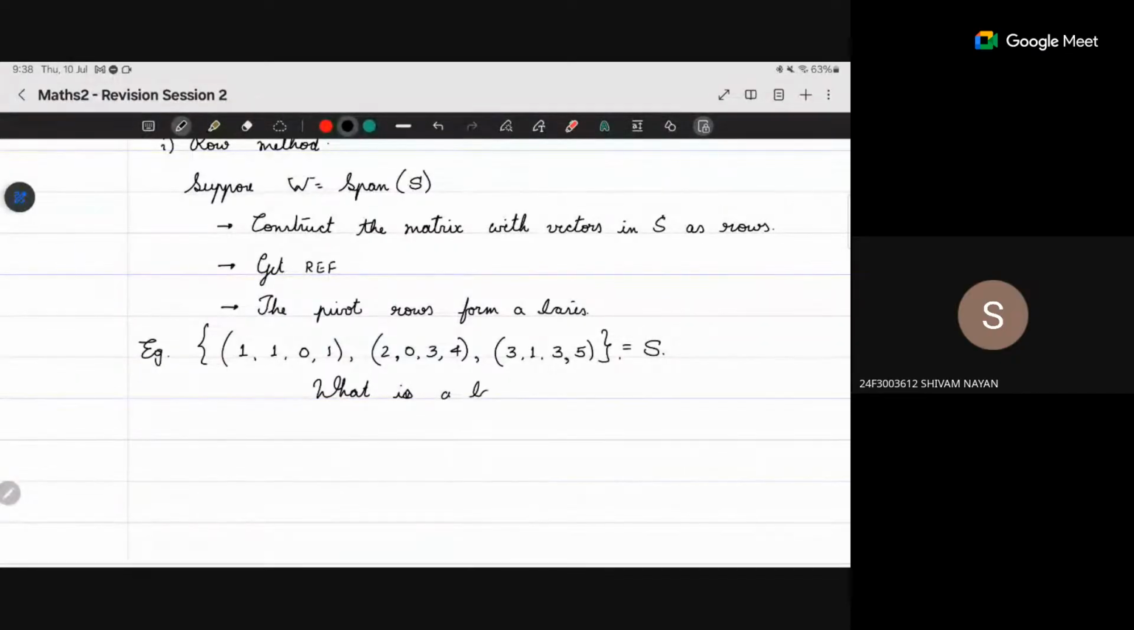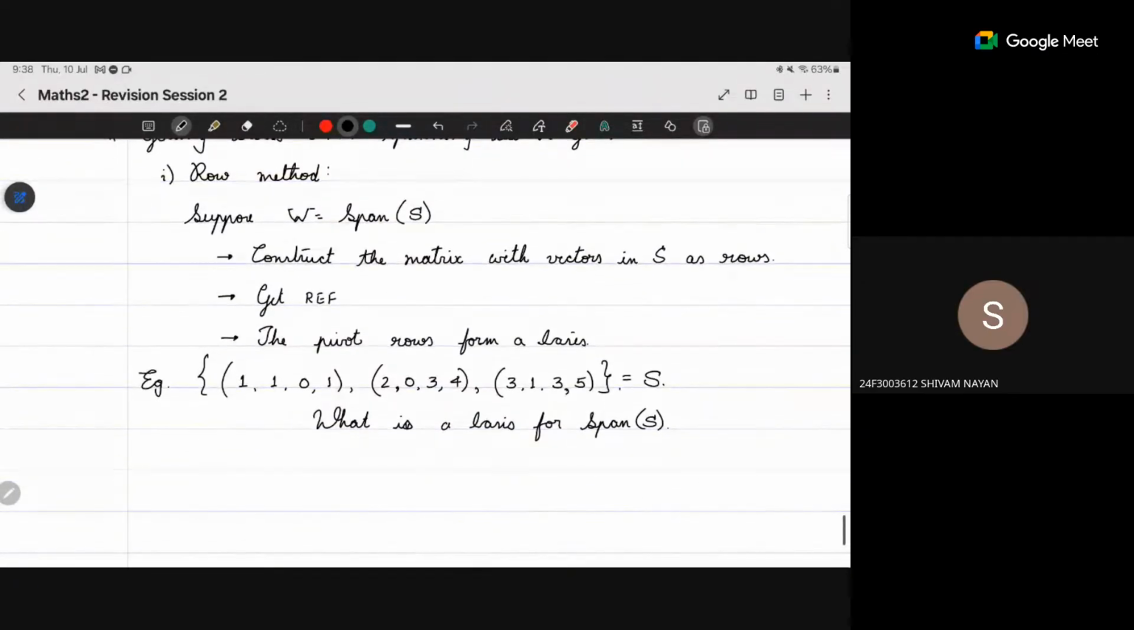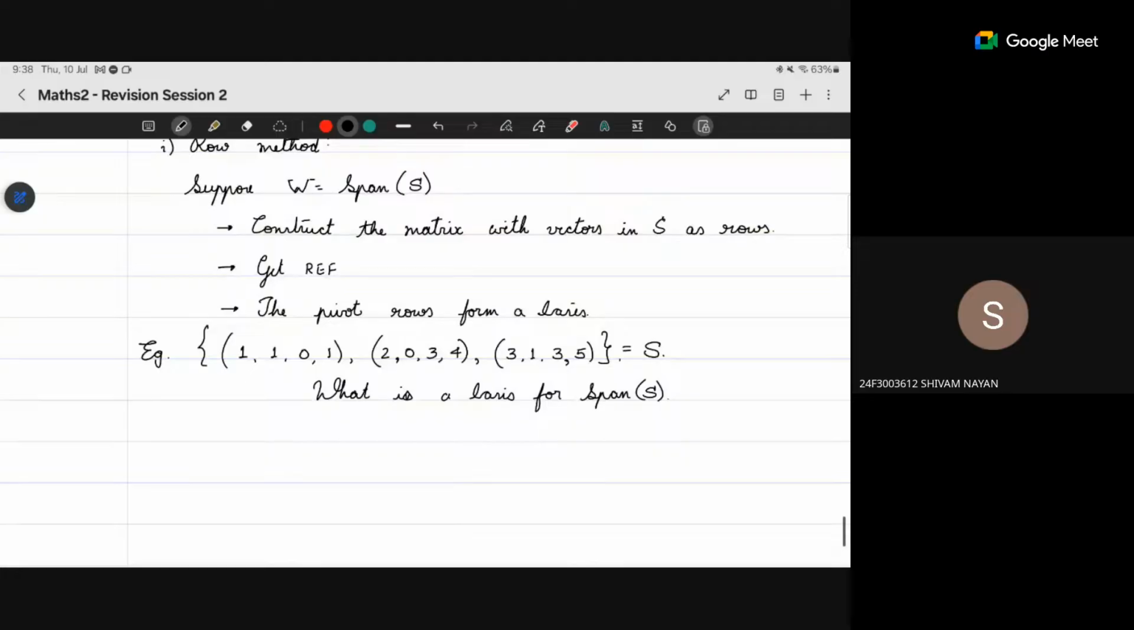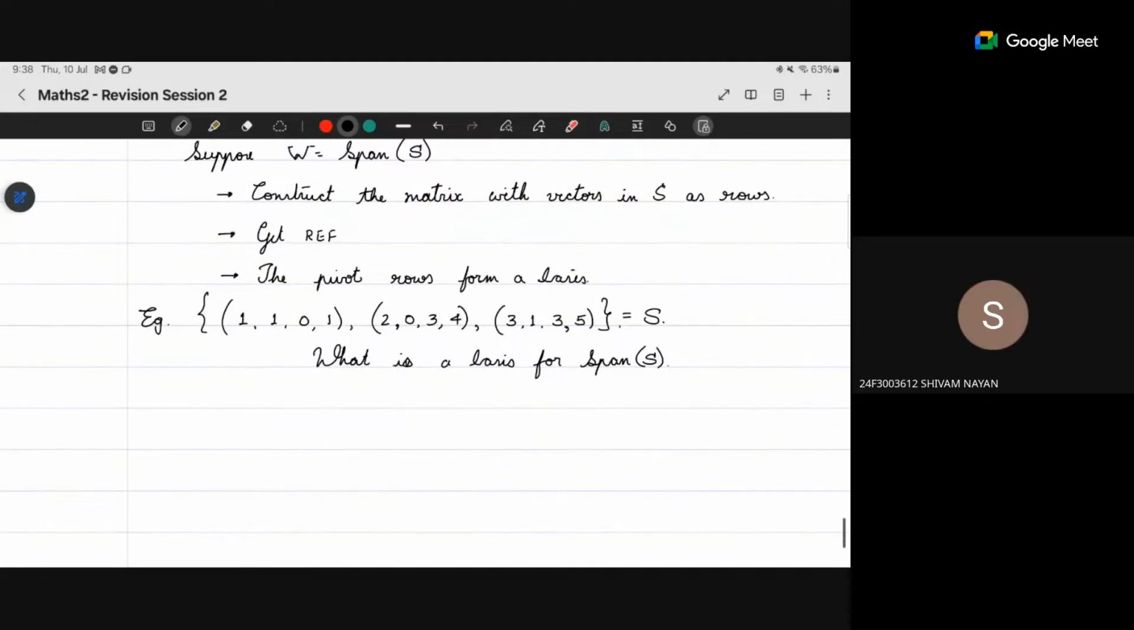So what is a basis for span S? In this case, it is easy to see that the first 2 elements will form a basis. But I'll tell you how to do the row method, which works more generally when it may not be obvious which one is a linear combination of which other thing. The third is a linear combination of the first two, but in general it might not be clear.